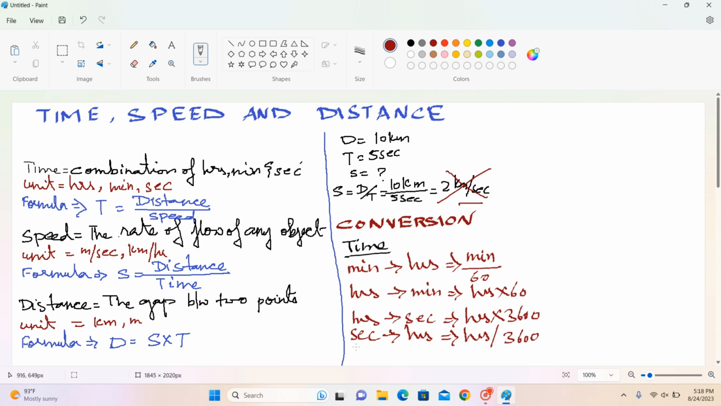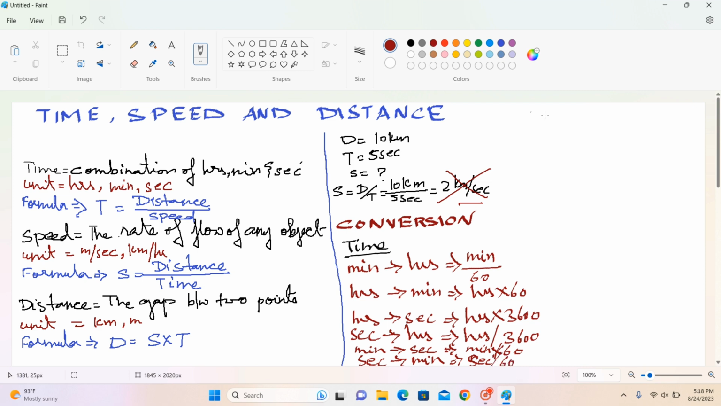If you want to convert seconds to hours, now seconds divided by 3600. Again, if you need to convert minutes to seconds, 1 minute is how many seconds? 60 seconds. So minutes into 60. If we need to convert seconds to minutes, then just the reverse of that: seconds divided by 60.